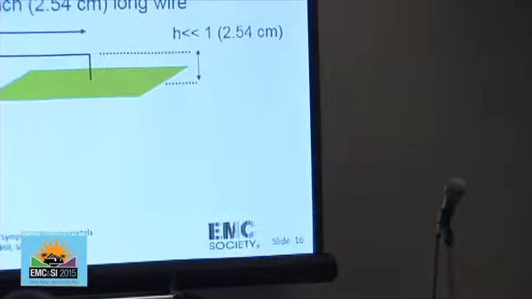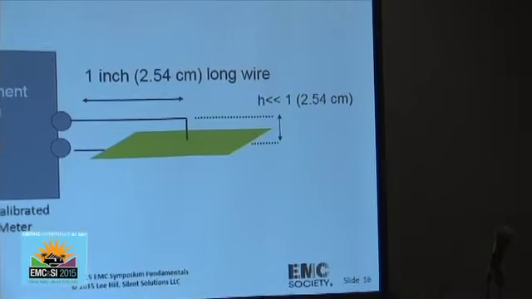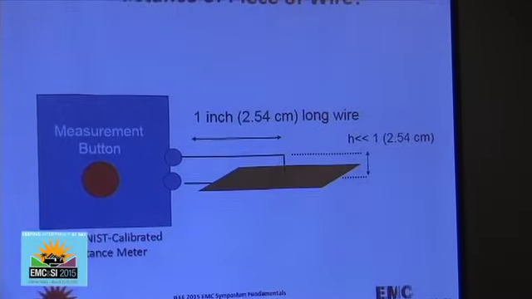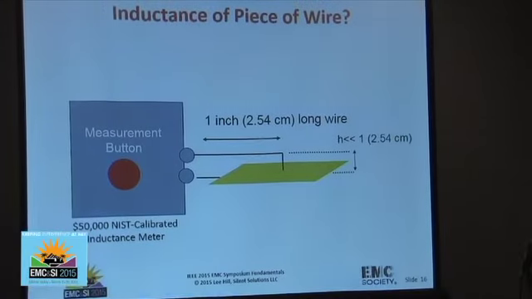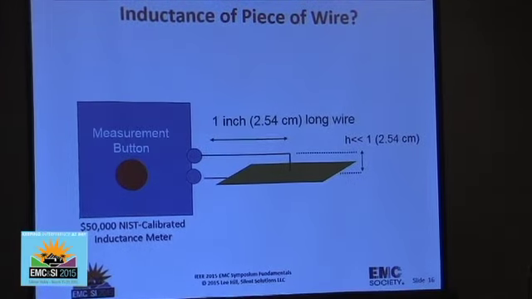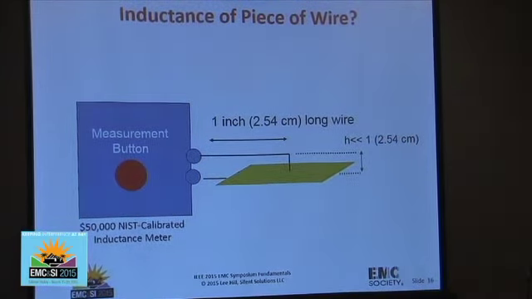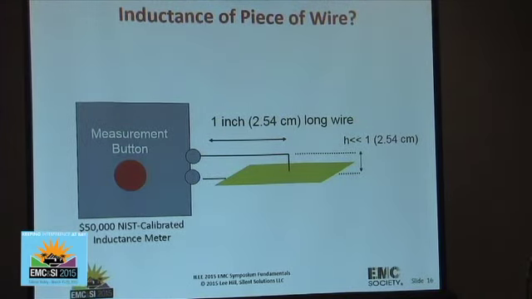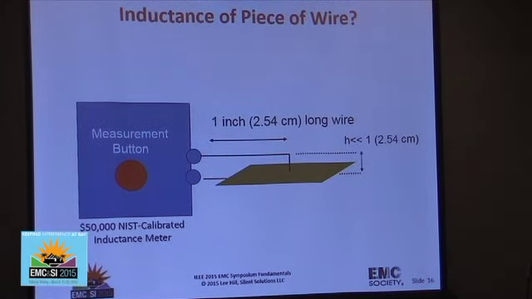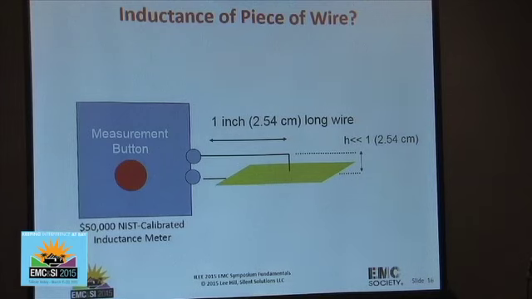Okay, so I've given you little pieces from the class that I teach on electromagnetic compatibility, so some of these are pretty well-worn, well-practiced. So I convinced my boss to buy a $50,000 NIST-calibrated inductance meter. Because you bought it, you believe it. It tells you the right answer, right? And it's got a red button.